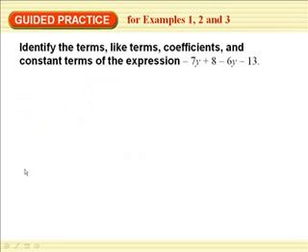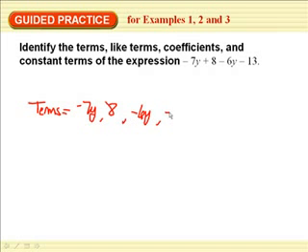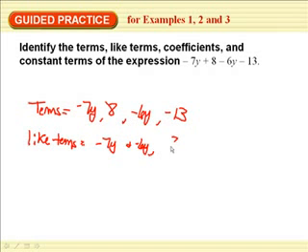So terms are negative 7y, positive 8, negative 6y, negative 13. Like terms, which ones have like variables? Negative 7y and negative 6y are alike. 8 and negative 13 are alike.